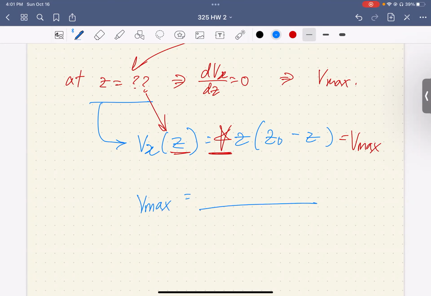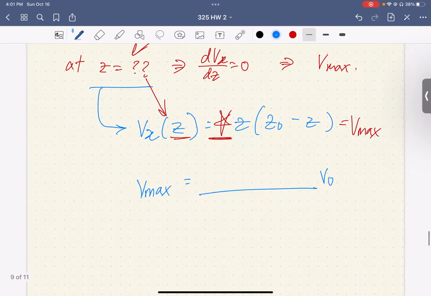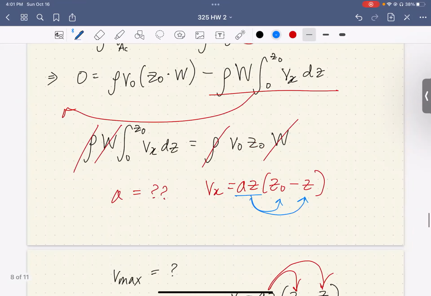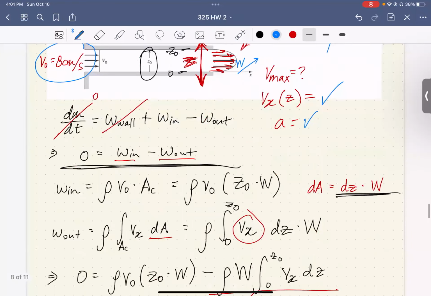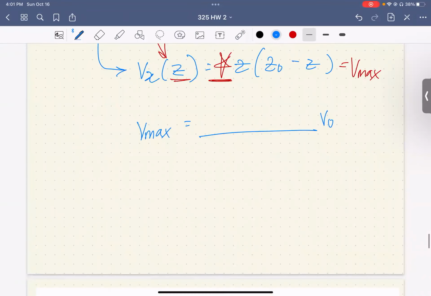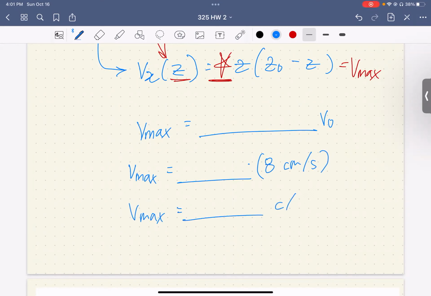And what I really recommend in this question is just keep that V0 as V0 until the very end, and then plug it in. V0, as a reminder, is 8 centimeters per second. Then you're going to plug it in at the very end, boom, times 8 centimeters a second, then you'll have a maximum velocity expression in the units of centimeters per second. Great, and that is what you want to be finding.